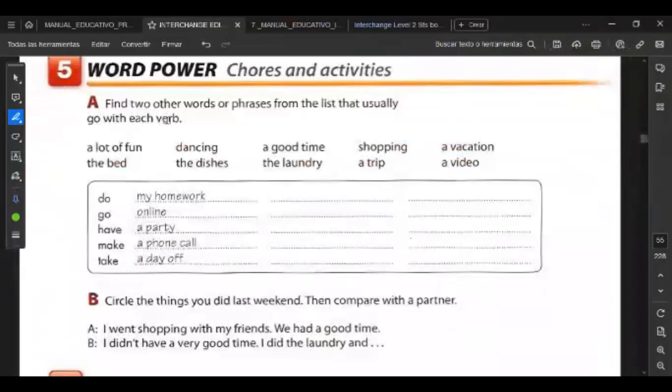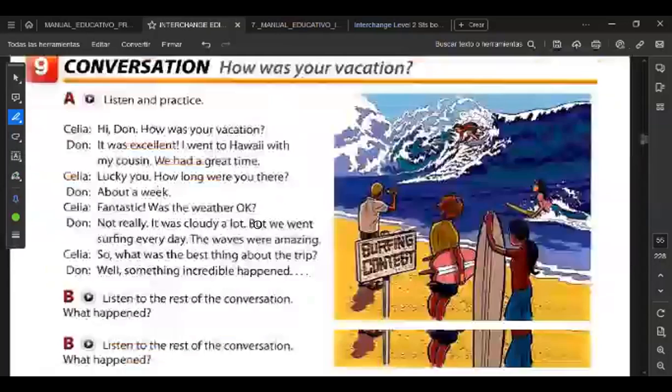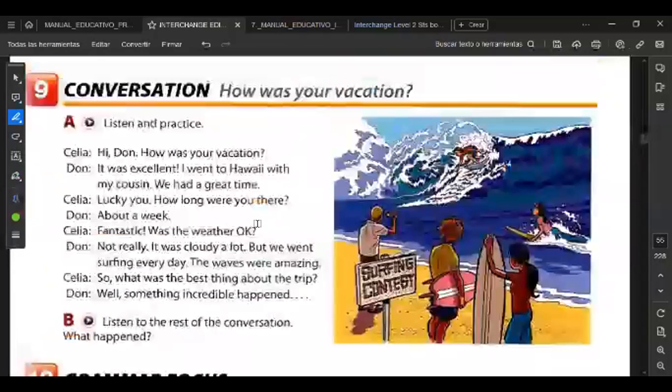So, find two other words or phrases from the list that usually go with each verb. Entonces aquí van a poner qué expresiones de estas van con do, van con go, van con have, make, and take. Ok, y vamos a saltarnos aquí a this conversation.